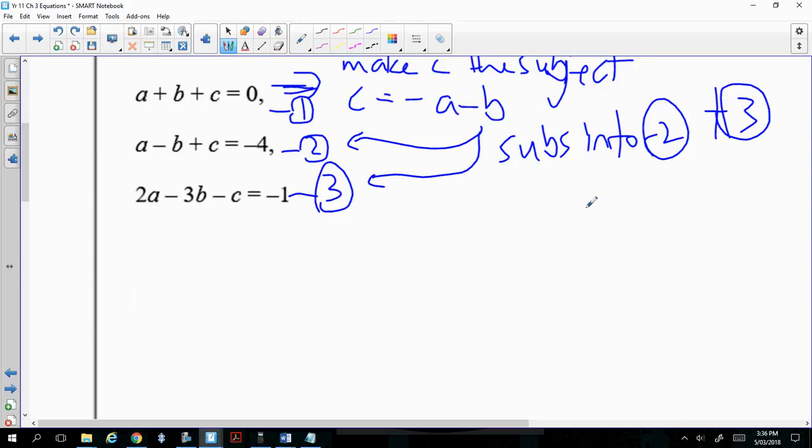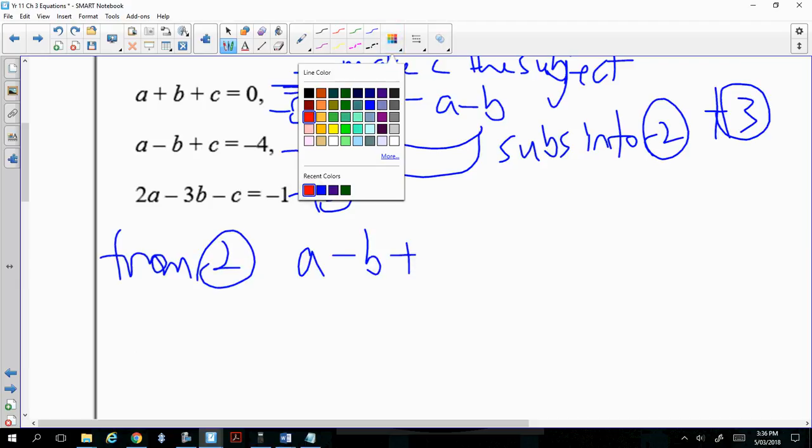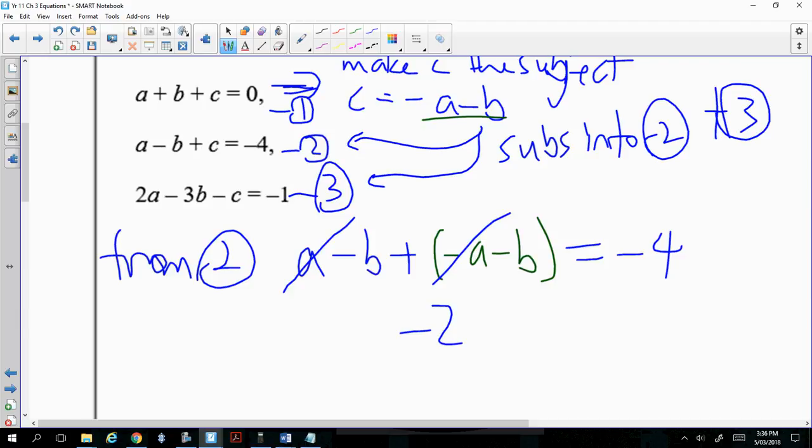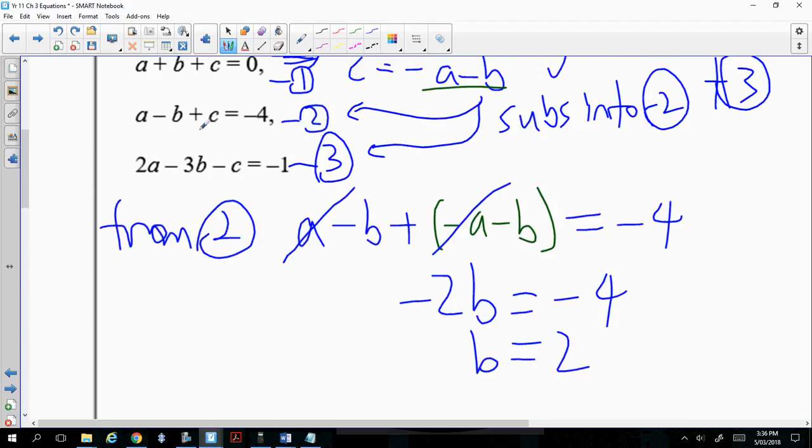Okay, let's do that. From 2, we get a minus b plus, replacing c by minus a minus b, equal to negative 4. And then if we simplify, the a terms get cancelled. You get negative 2b equal to negative 4, so b equals 2. So we worked out b. It's just lucky that a got eliminated.